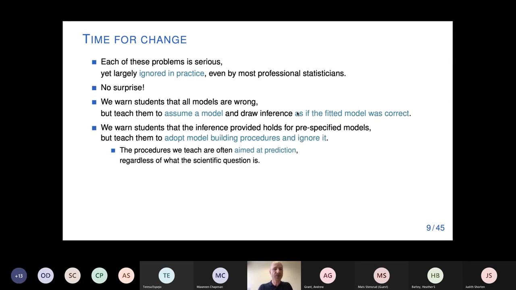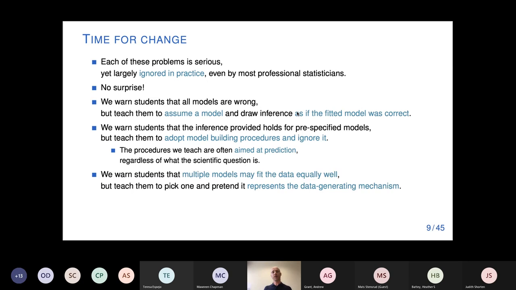We typically warn students that the inference that we provide is assuming that the model was pre-specified, but at the end of the day, we teach them to make use of model building procedures and then ignore the fact that this is inducing excess variability in the results. Moreover, the procedures for model building that we usually teach are aimed at prediction, regardless of whether the scientific question is really about prediction.